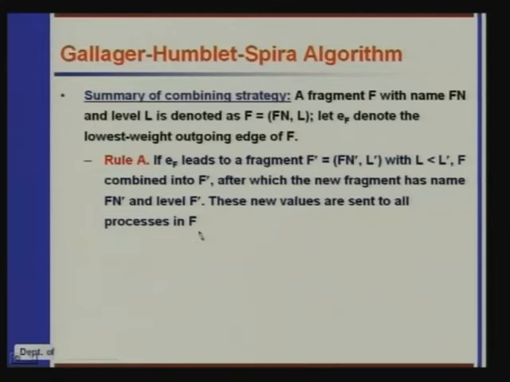The level of the new combined fragment is L dash. Did I write something else? The level F dash that you have written here should be level L dash. Oh, sorry, yes, instead of F dash, this should be L dash. That's a typo. The new fragment has name Fn dash and level L dash. These new values are sent to all processes in F.